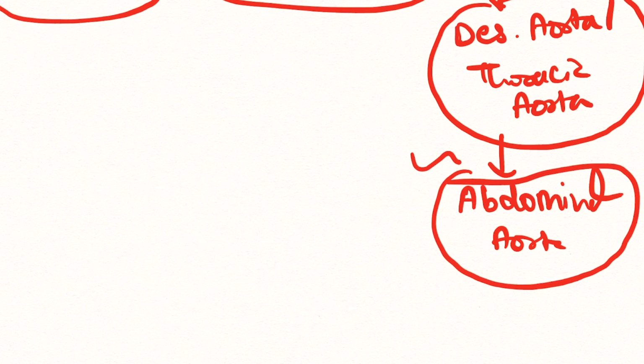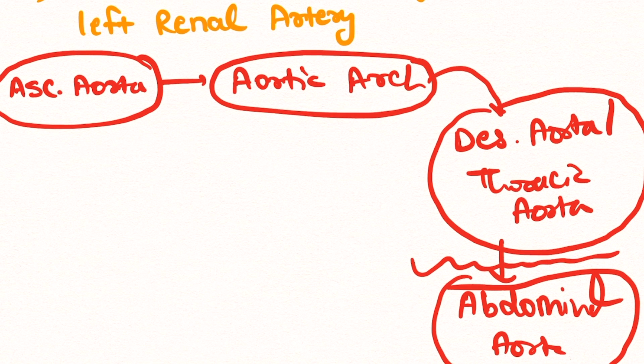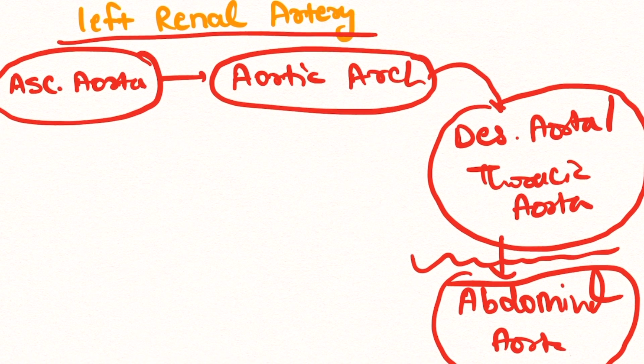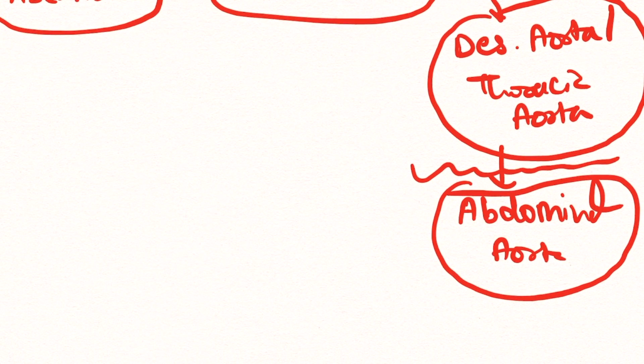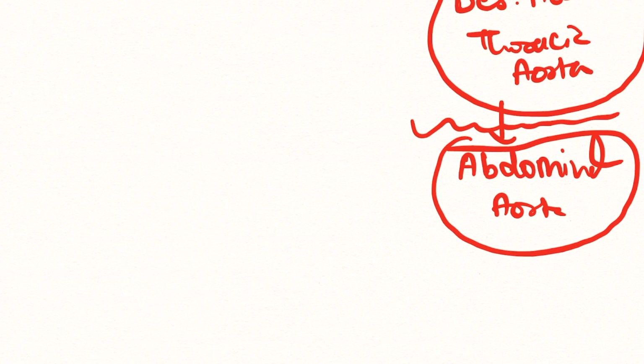And this wiggly line, let's just say that is the diaphragm. Passes the diaphragm, becomes abdominal aorta. Now, this is, again, the left renal artery. So that is renal region. So in that case, we're not taking the first division as we took last time, which is celiac trunk. Neither are we taking the second division, which is superior mesenteric. We're taking the third division, which is renal division.